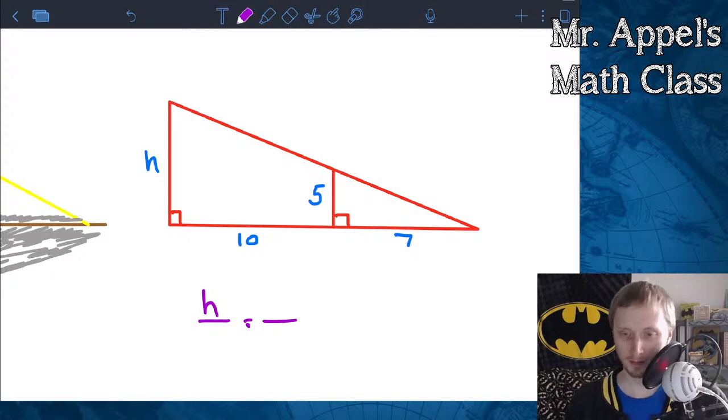Five. Okay, so we've got the short side of the large triangle and the short side of the small triangle. So keep that in mind. We're going large over top of small. Now on the other side. I started with the large triangle. I need the other measurement of my large triangle. What's that going to be?